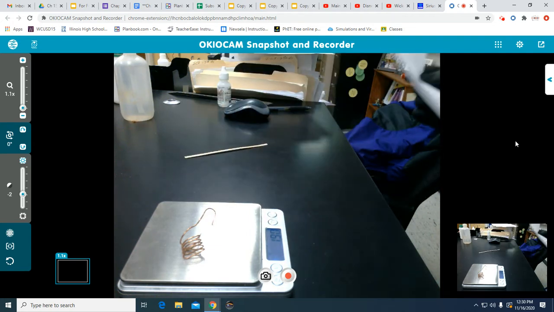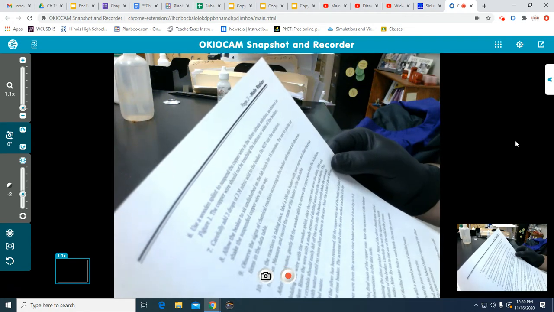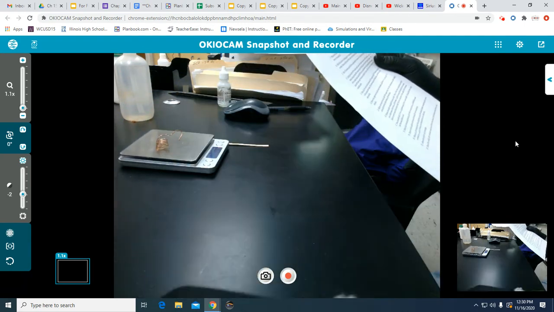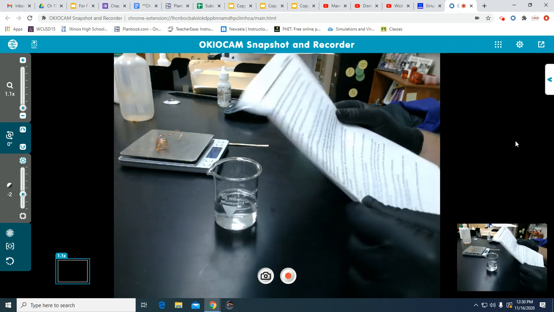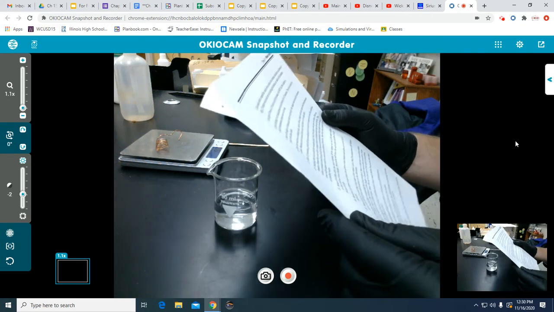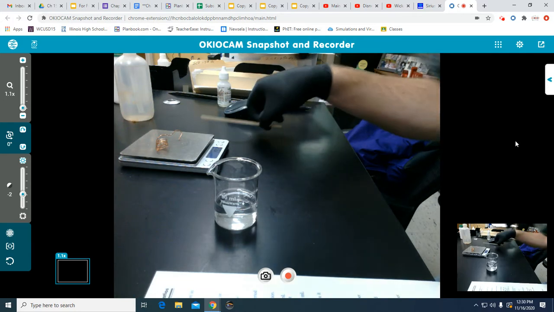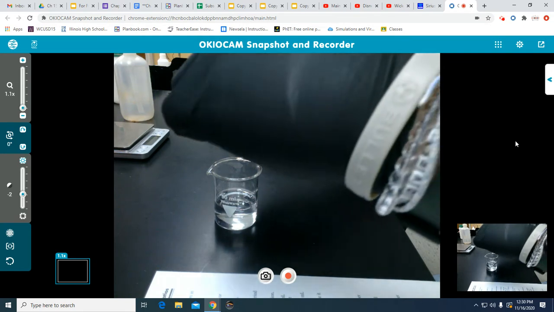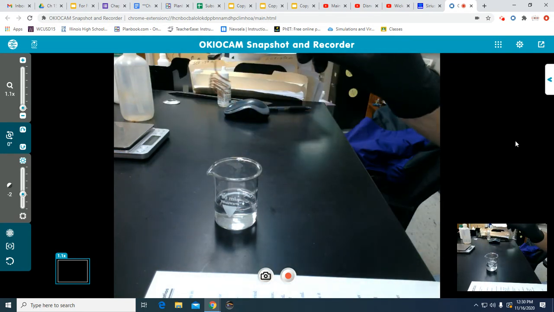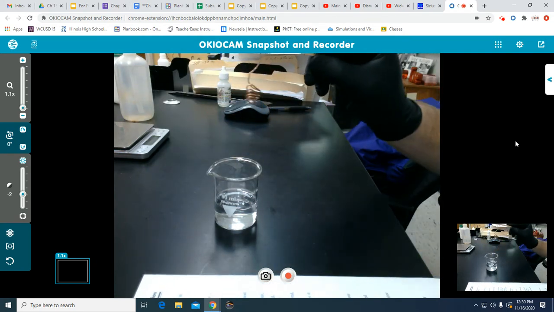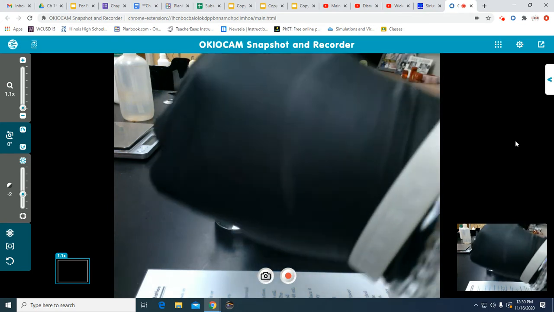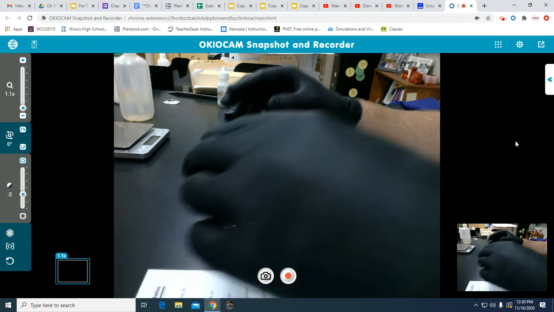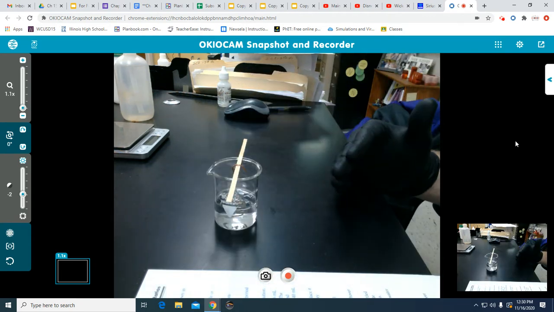Step 6 says use a wooden splint to suspend the copper wire in the silver nitrate solution. Okay, so I'll bring this over here. The copper wire should not be touching the bottom or sides. So I cheated a little bit and did a dry run of this. I've got it suspended just like this on a wooden splint. And I tried to get as much of the copper wire as I could to be submerged in there.